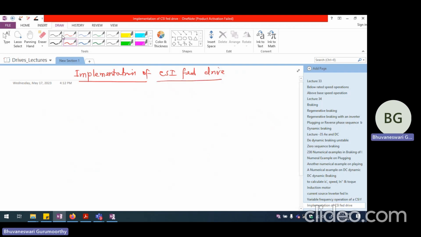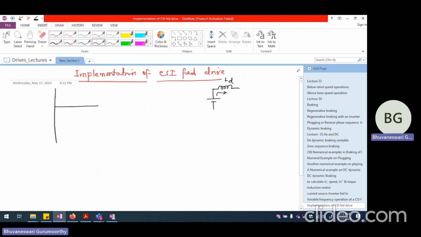So if you look at the CSI FET drive normally, we are going to have probably a current source. The current source is generally a DC voltage source with a very, very large inductance. So the current is going to be maintained somewhat constant because of this large inductance. This LD is going to be a large inductance. So this is going to maintain a very constant, or absolutely oscillation-free, current.